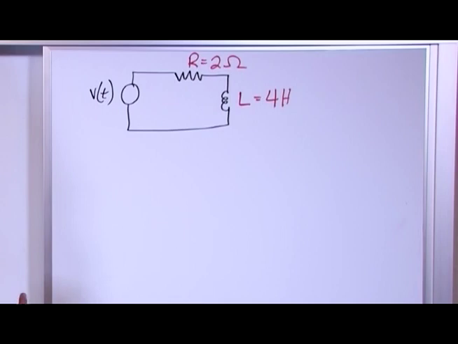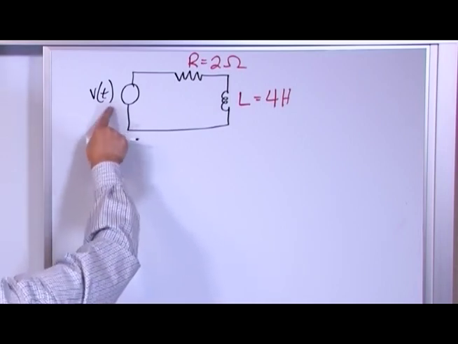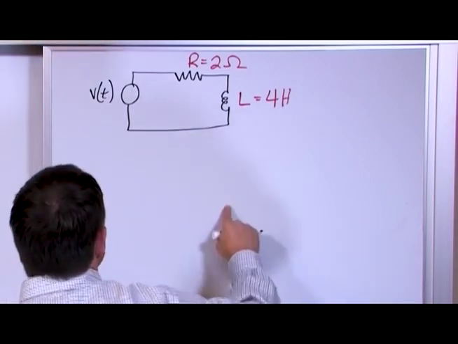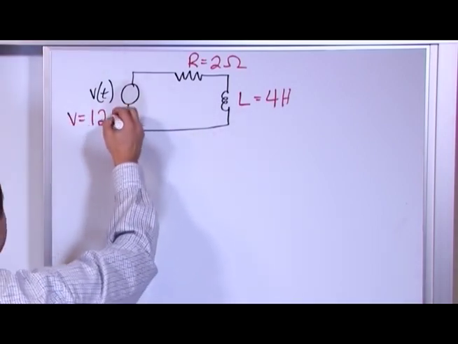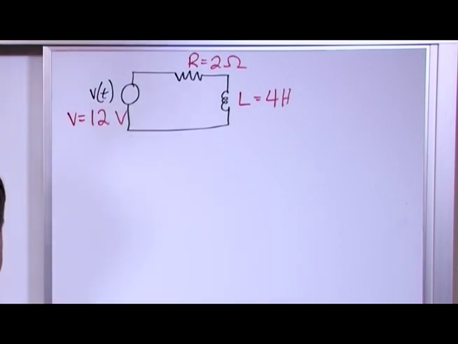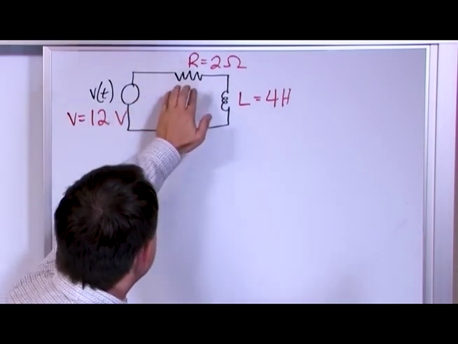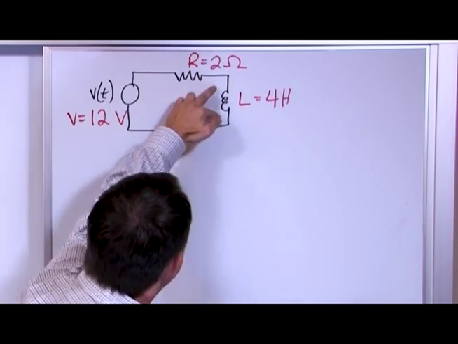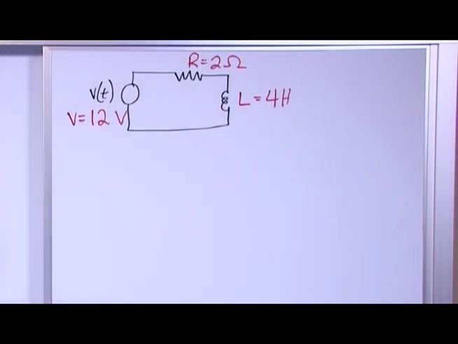And for this problem, let's say that this is in general V of T, a function of time, voltage swinging as a function of time. But for this problem, let's say it's a constant. Let's say it's a constant 12 volts. So we've simplified things and hopefully made it a little bit concrete in your mind. We have a 12 volt battery here, connected to a 2 ohm resistor, connected to a 4 henry inductor, and it's just connected in a single loop.